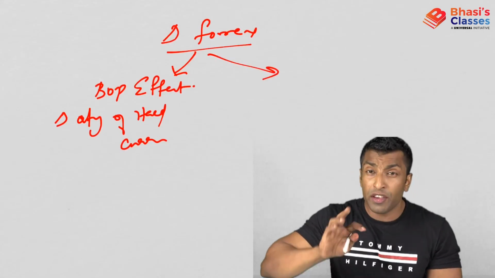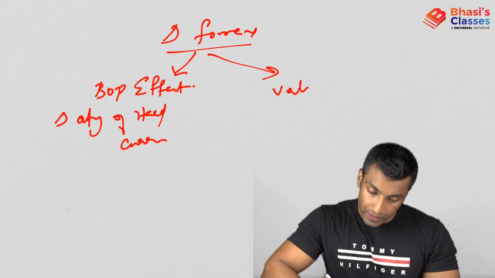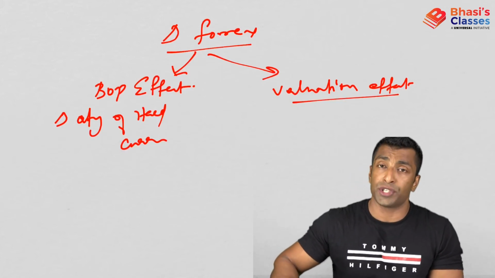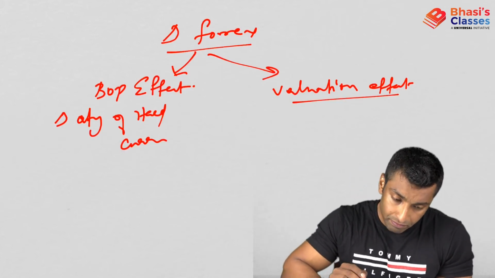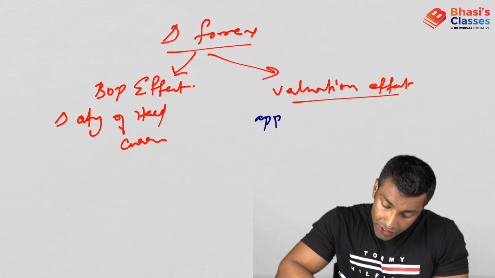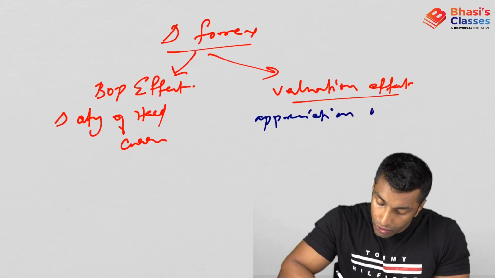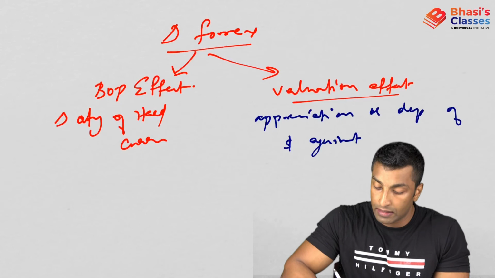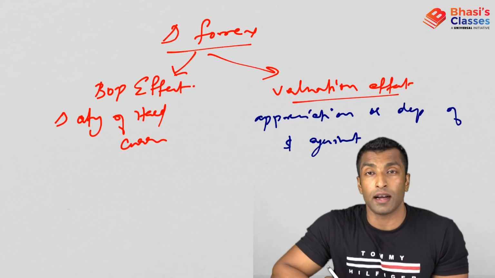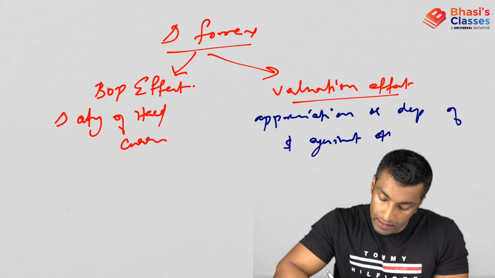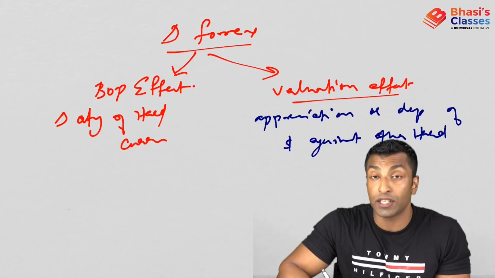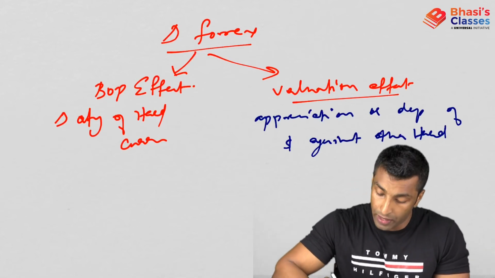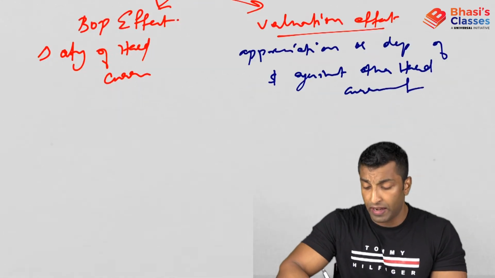Second is, even if there is no increase or change in this way, there may be some valuation effect. So you need to know this. They can ask this as a prelims question. Valuation effect means it is actually happening because of the appreciation or depreciation of dollar against, not rupee, against other hard currency, because rupee is not part of your Forex. Okay, against other hard currencies which are part of Forex, like euro or pound, renminbi, etc. Okay, other hard currencies.